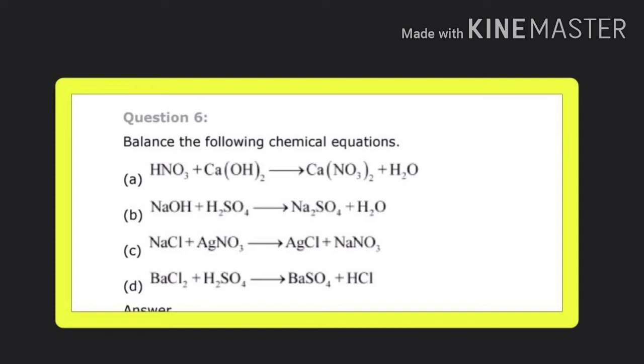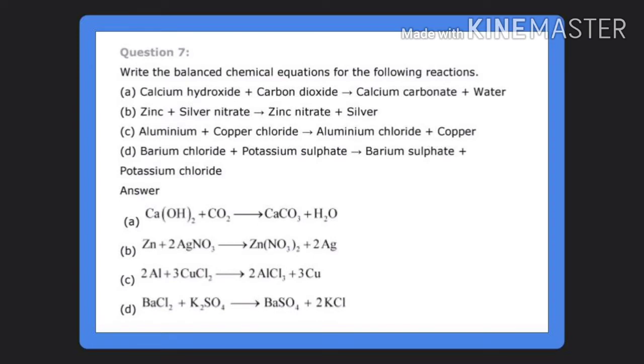All of these, almost all of them we have done. If not, you can balance it on your own, and if you have any doubts then you can ask me in the group also. Okay, this is also another balancing question. Calcium hydroxide plus CO2 gives calcium carbonate plus water. Then zinc plus silver nitrate gives zinc nitrate plus silver. Then aluminium plus copper chloride gives aluminium chloride plus copper. Then barium chloride plus potassium sulfate gives barium sulfate plus potassium chloride.